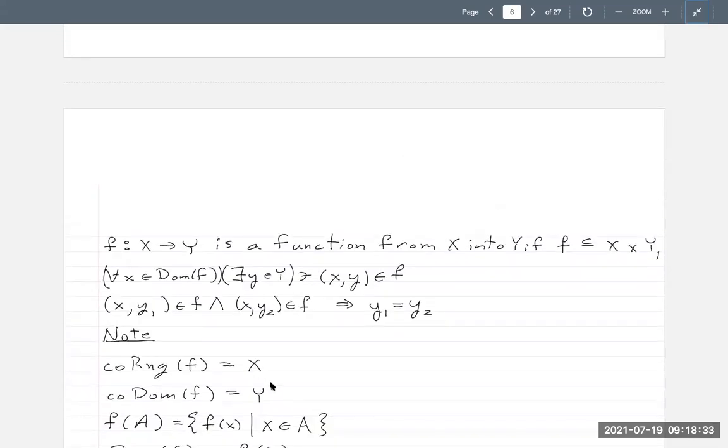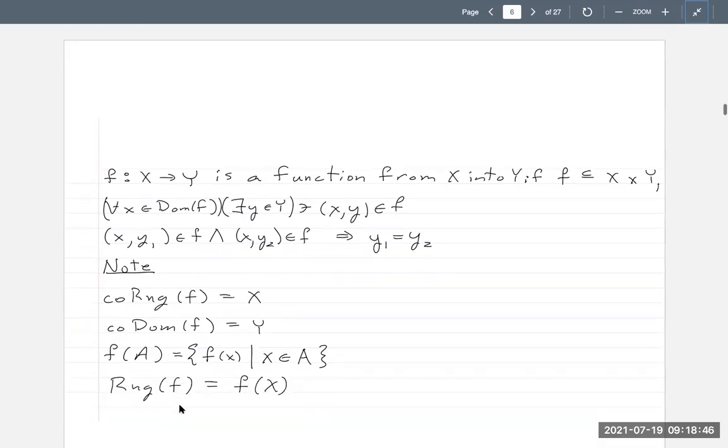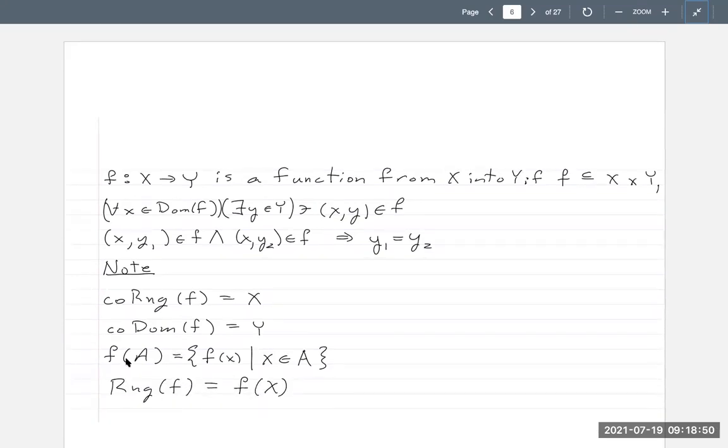Notation. We call the set X the domain of F. We call the set Y the codomain of F. F of some set A is a set of all F of X such that X is in A. It's a set of all images under the mapping F for any member in the set A. The range of F is just F of capital X, the domain of F.